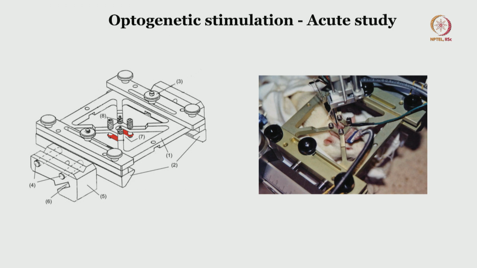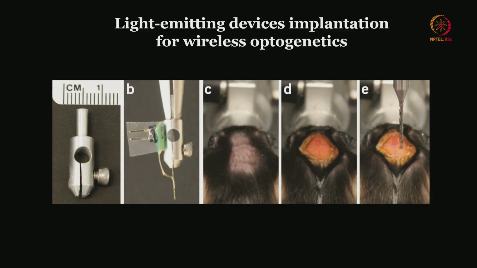So there are a whole lot of apparatus wherein the head is rigidly fixed onto a stereotactic apparatus using such a cranial stabilization device, and then you gather the signal either by using optogenetic stimulation or, for that matter, microelectrode implantation. So this is one such device implantation, where a light emitting device is implanted for wireless optogenetics. What you saw was wired optogenetic stimulation with a cable running out of the head, whereas this is one such device where the light emitting happens and it works on wireless tech.